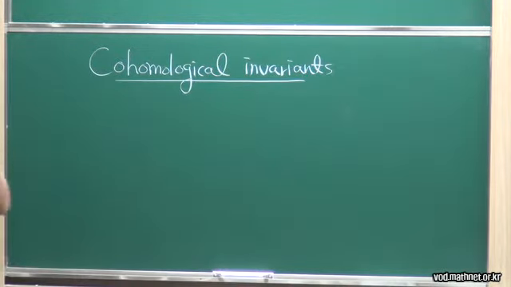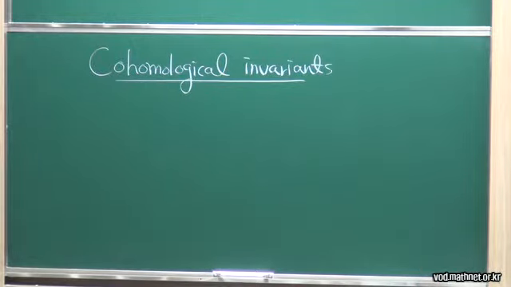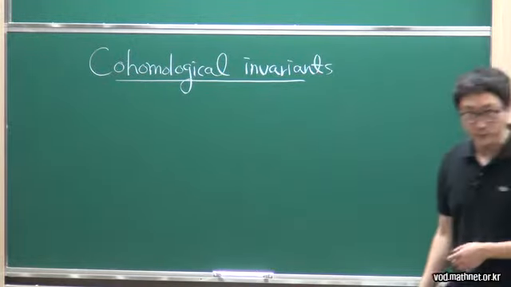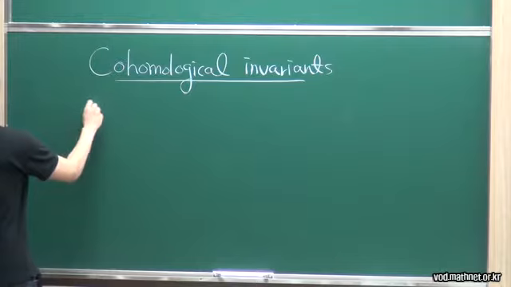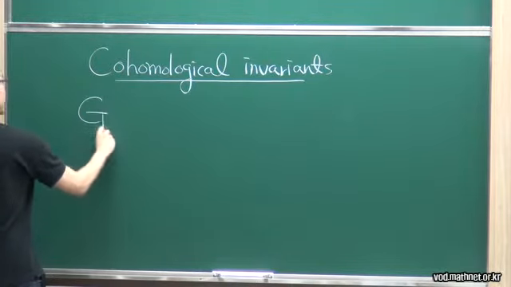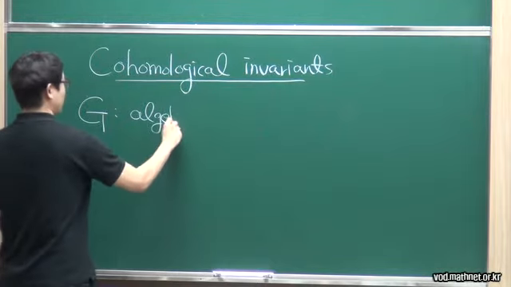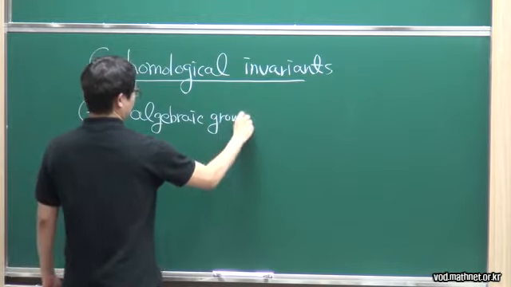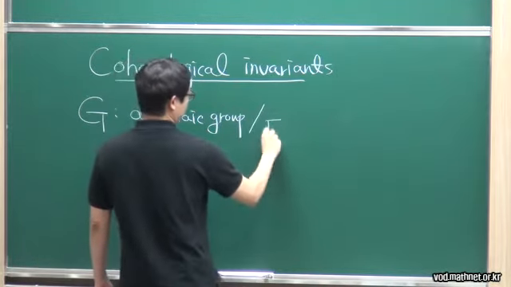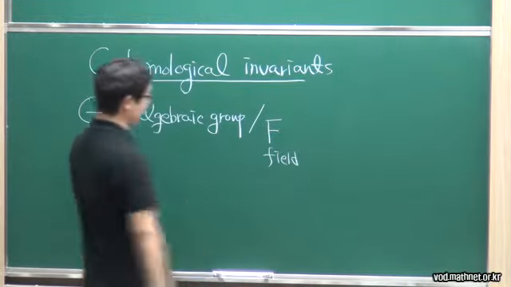Cohomological invariance is an invariant of principal homogeneous spaces taking values in Galois cohomology groups. So let me give a formal definition of cohomological invariance. We consider an algebraic group G over a field, the base field F.